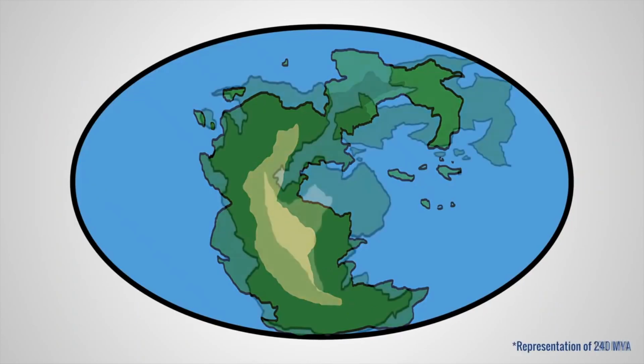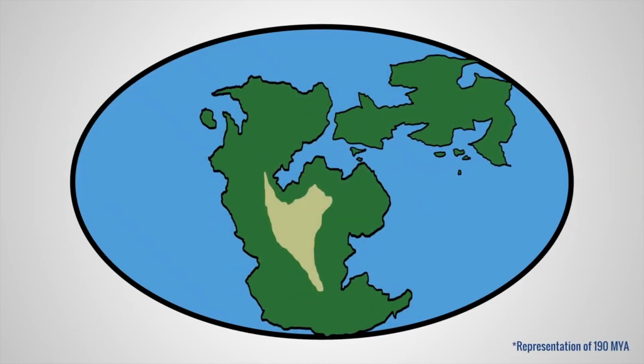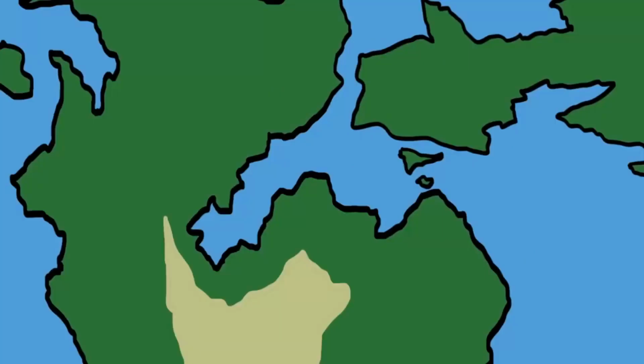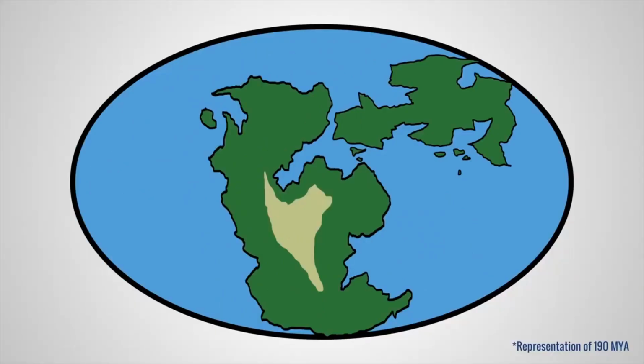Throughout the age of dinosaurs, Pangaea began to break apart. 200 million years ago, North America and Africa divided apart, and the Atlantic Ocean was born. The northern Atlantic Ocean formed well before the southern.